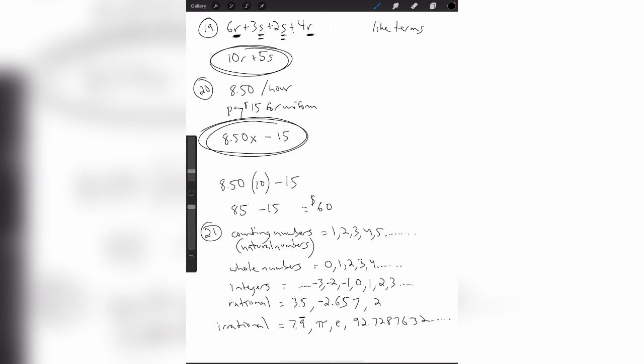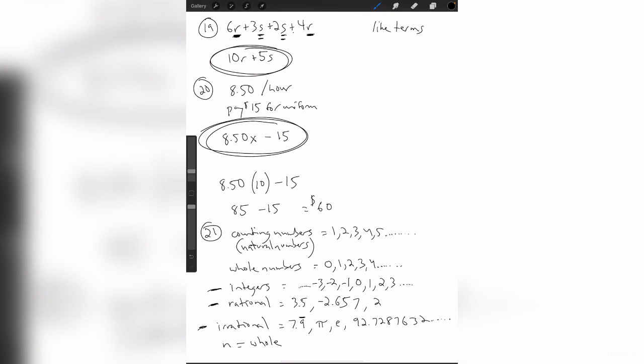21 asks me to classify each variable. So it says the number of times n a ball bounces. So n, in this case, can a ball bounce a negative number of times? No. So if it can't bounce a negative amount of times, I know it can't be an integer, rational, or irrational. Can a ball bounce 0 times? Yes. So I'll go ahead and classify this as a whole number.